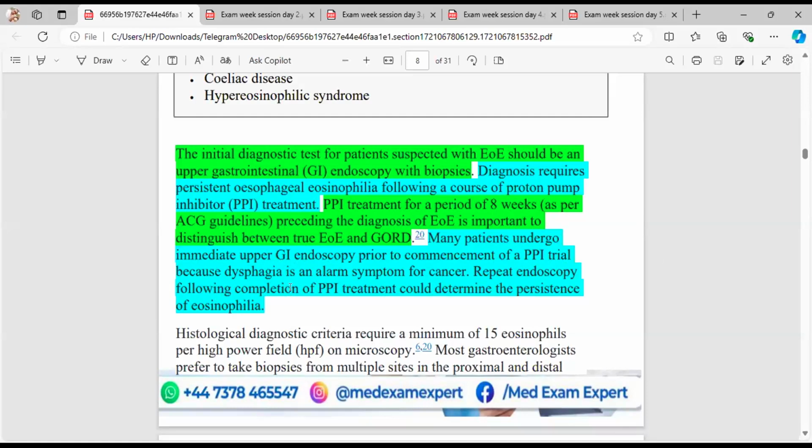Repeat endoscopy following completion of PPI treatment could determine the persistence of eosinophilia. But again I am saying the same thing: if the patient is diagnosed with eosinophilia and they are asking what is your treatment, then please mark budesonide, don't mark PPI, because they are asking about treatment.